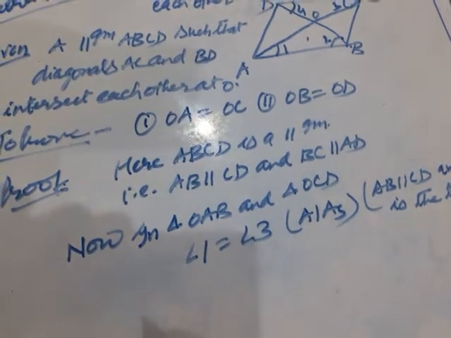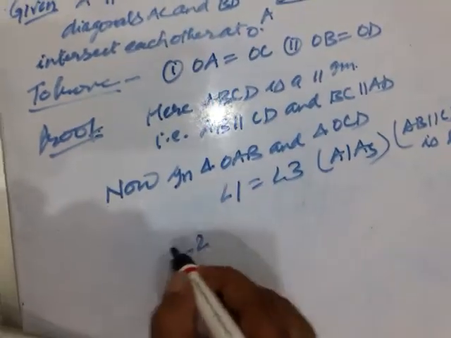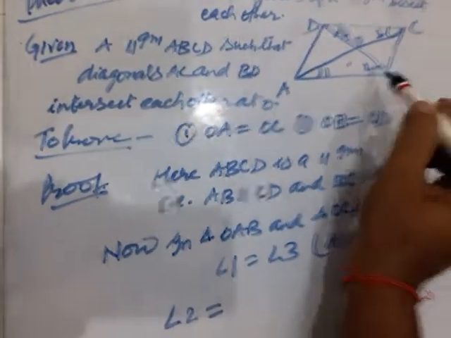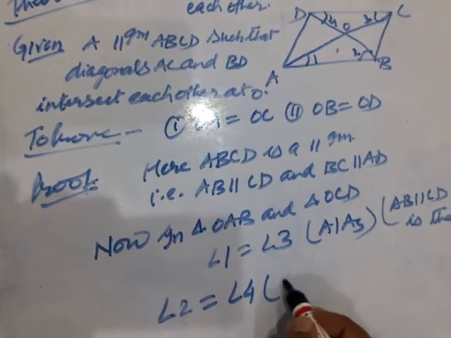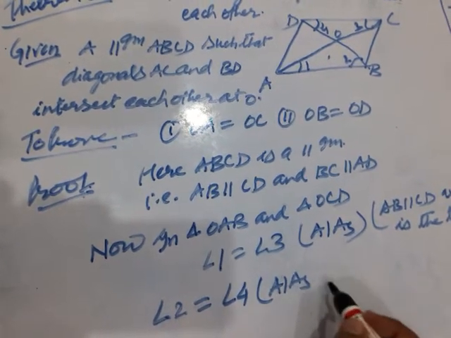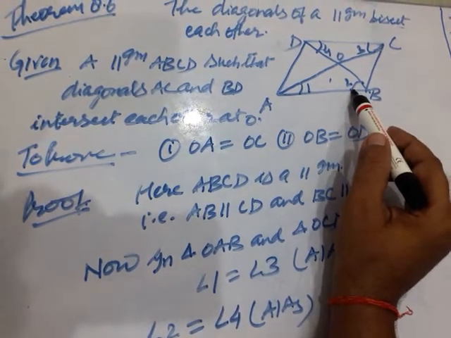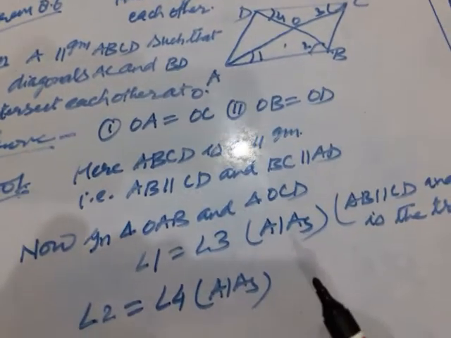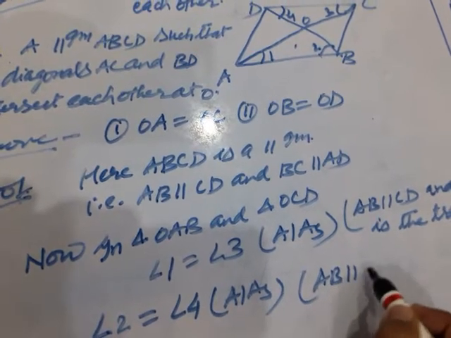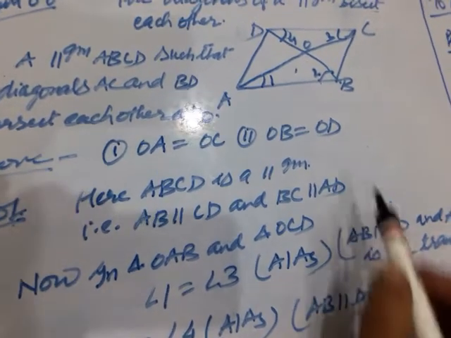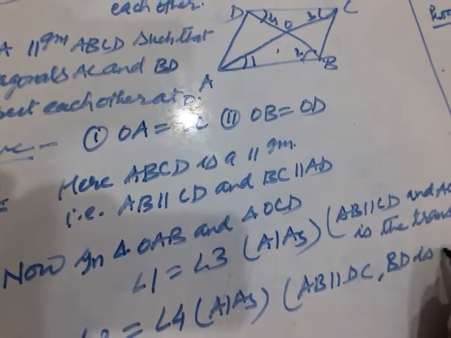Okay, children. What else? Angle 1 equal to angle 3. Angle 2 equal to angle 4. Look at the figure. Why? Again alternate interior angles. What is the reason this time? AB is parallel to DC. And what is the transversal? BD is the transversal.